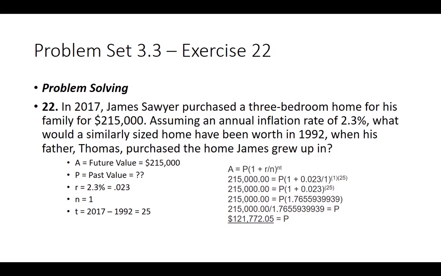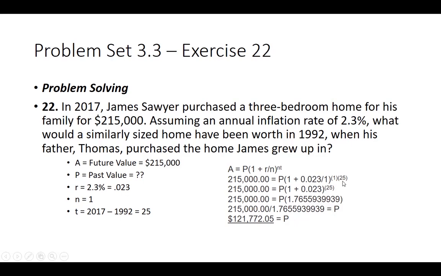2017 minus 1992 is 25 years, so T is 25. Inflation is annual interest compounded annually, so N is 1. And this time we're told that our inflation rate is 2.3%. So this is different from the previous ones. 0.023 is the inflation rate. Plug in what we know. That leaves us with a P to solve for.